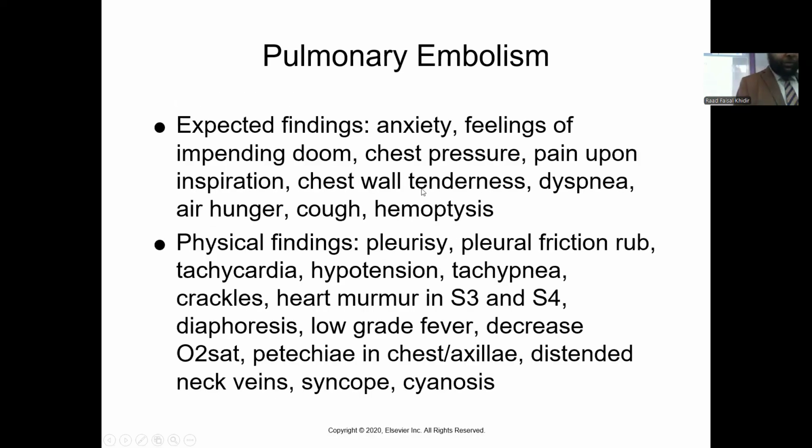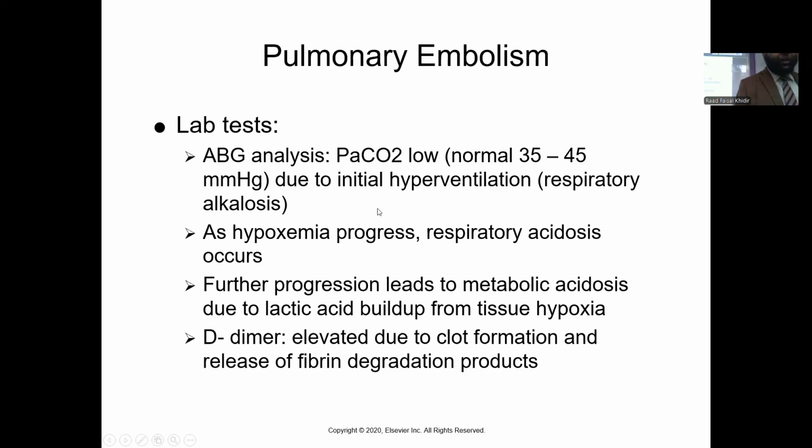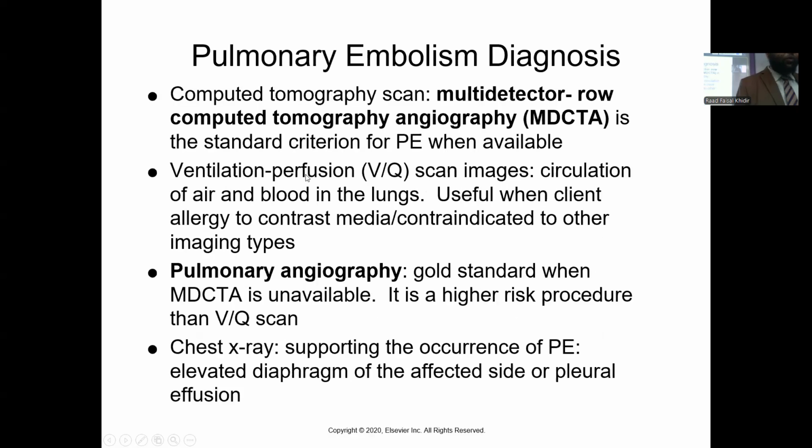Okay, we discussed the pulmonary embolism. How do we detect the pulmonary embolism? By the arterial blood gas analysis, and we find that the partial pressure of carbon dioxide is low, normally between 35 to 45 millimeters of mercury, due to the initial hyperventilation. And we perform not an X-ray, but a computed tomography scan. So there's a multi-detector CT scan. This is the MDCTA, a special type of diagnostic and is used as a standard criterion for pulmonary embolism.